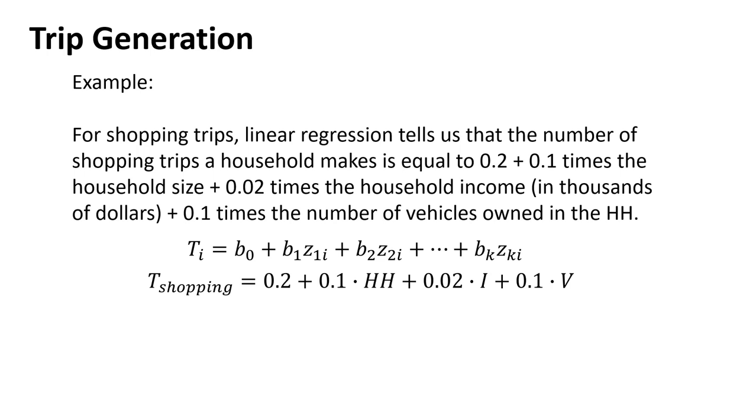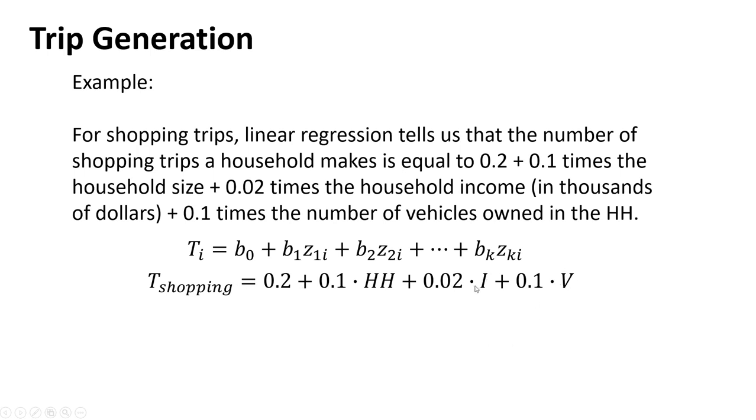0.1 extra shopping trips times the number of people who live in their house, plus 0.02 times the household income in thousands of dollars, right? So we put people into bins, so if the household income is $50,000, we take 50 times 0.02 in that case. And then the number of vehicles owned, right? So we could add all those up. So we take this general equation. This is what it would look like: the number of people in the household, the income level in thousands of dollars, and the number of vehicles in that household.